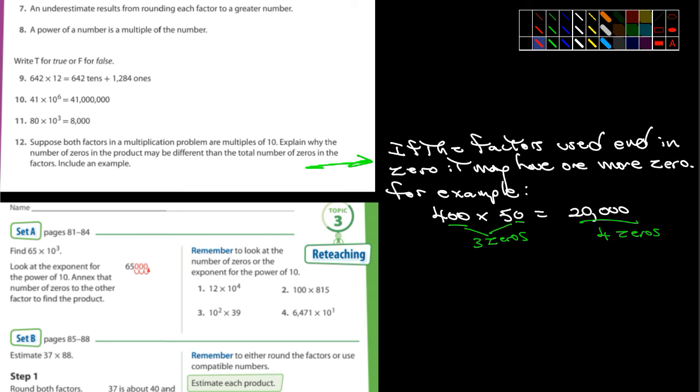It says, suppose both factors in a multiplication problem, and remember the factors. If I was to write, let's see, 35 times 7 times 0.2, okay? These are the factors of that multiplication problem.